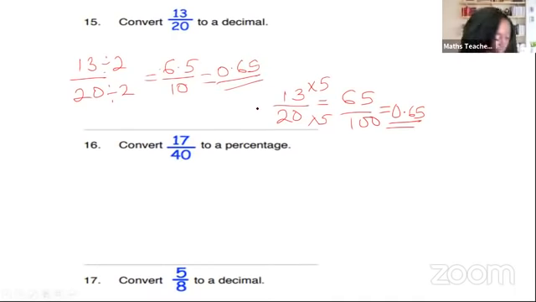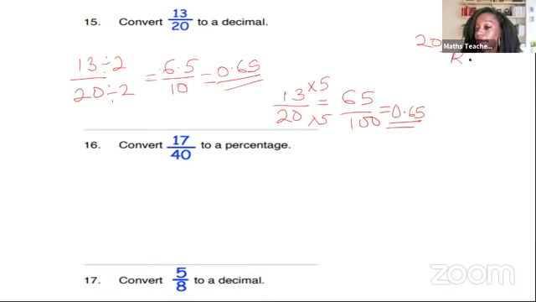Now, for the long division, if you want your child to learn the long division, I'm going to put that here. So we have 13 divided by 20. How many lots of 20 in 13? That's not possible. So you put a zero and a dot and a zero there. And then how many lots of 20 in 130? There are 6 lots of 20, which is 120.